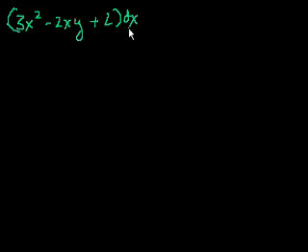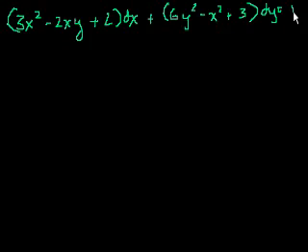So the next one in my book is 3x squared minus 2xy plus 2 times dx plus 6y squared minus x squared plus 3 times dy is equal to 0.